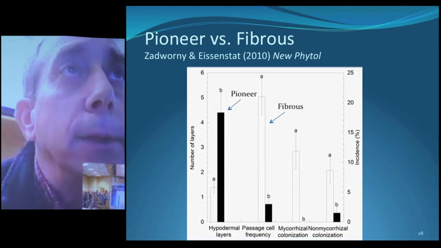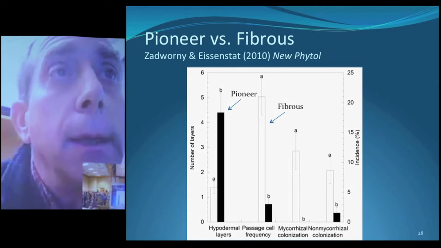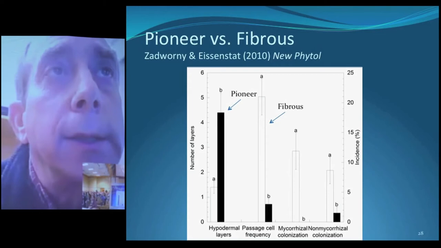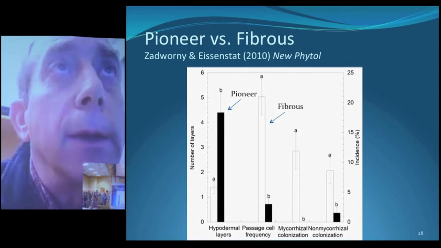It's really well protected. Passage cell frequency. Those are the cells in the hypodermis that allow nutrients to come in, where mycorrhizal hyphae will come in. Those are really important for absorption. In pioneer roots, the black bar, you can see that there was a low percentage of passage cells, less than 5%. But in the fibrous roots, the open bar, we had over 20% of that layer represented by passage cells for roots that were less than 14 days old.